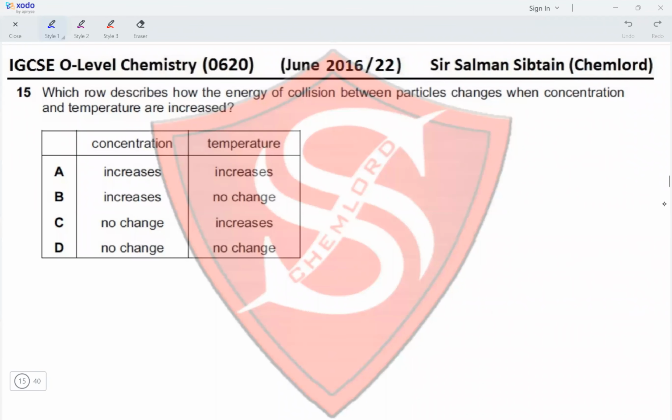Question 15. Which row describes how the energy of collision between particles changes when concentration and temperature are increased? So when concentration is increased, nothing happens to the energy of collision. So this eliminates options A and B. Energy remains the same. And when temperature is increased, molecules gain kinetic energy. So overall, the energy possessed by the molecule increases, eliminating option D and making option C the correct option for this question.